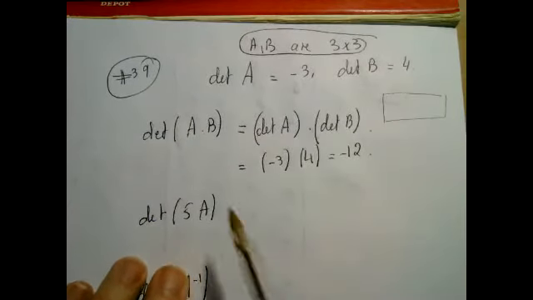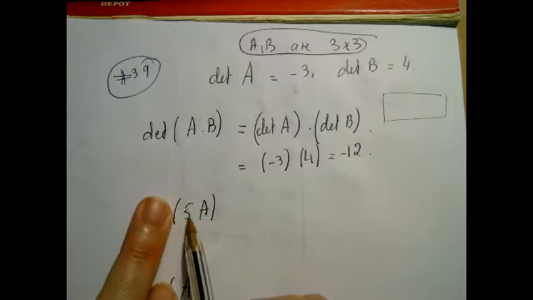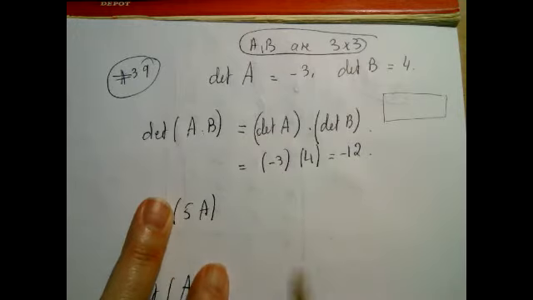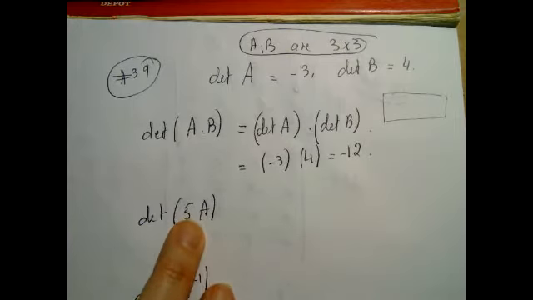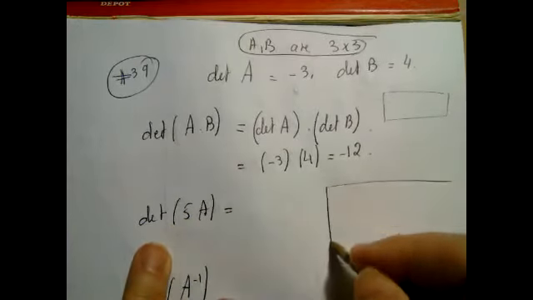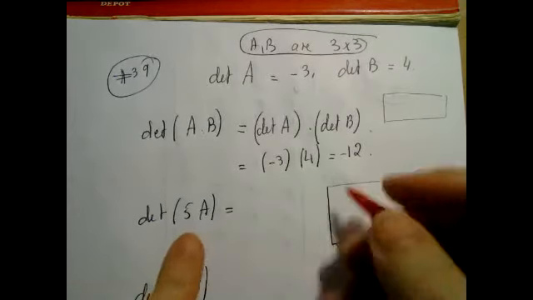Okay, 2. When you take a matrix, you multiply it by a scalar. It means you multiply every term of the matrix by a scalar. So you have a whole new matrix where every term is multiplied by 5. So you create a new matrix. What's the determinant of the new matrix? So what is the property here? Let us remember. What's the property?